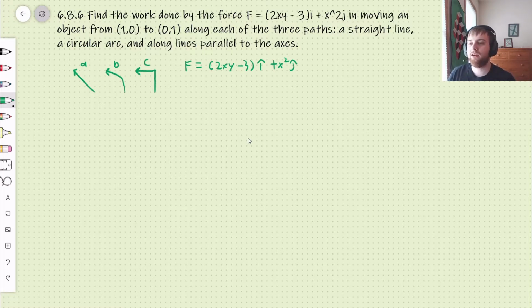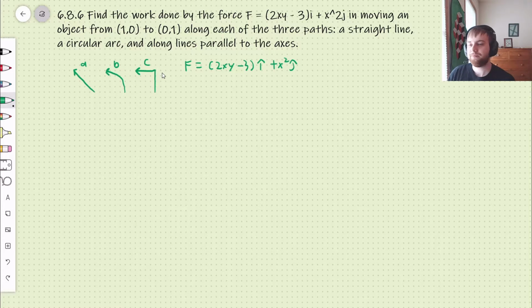For this problem, we are supposed to find the work done by this force in moving an object from (1, 0) to (0, 1) along each of these three paths. Part A is a straight line between those two points, B is a circular arc, and C is just moving along the axes themselves.